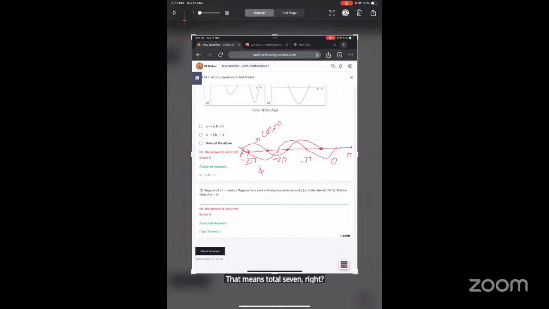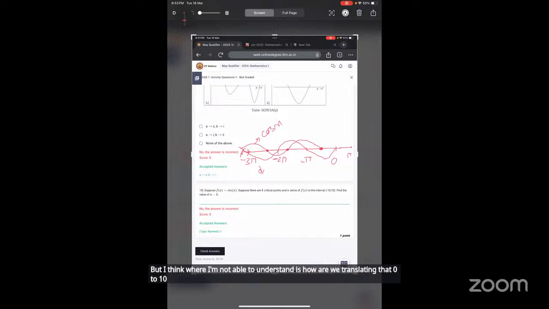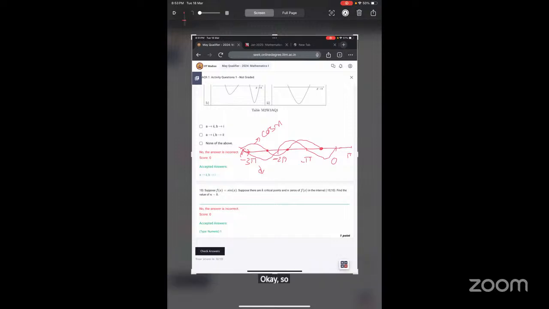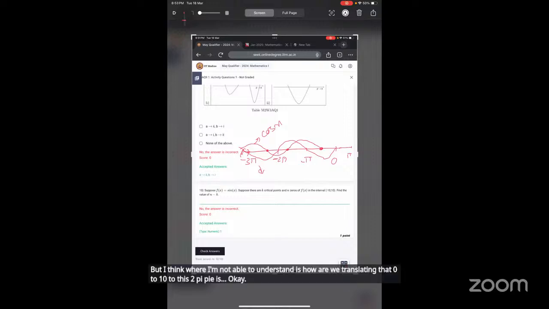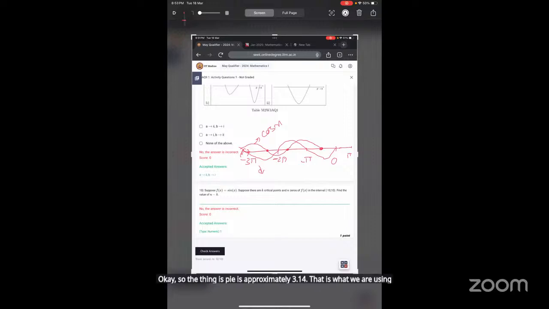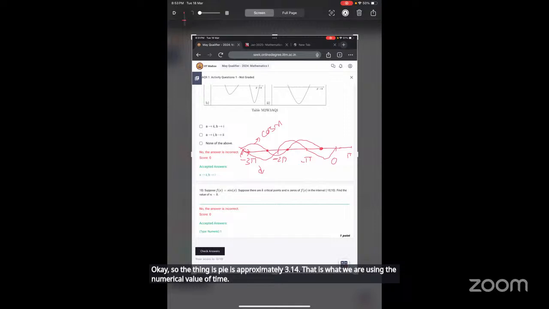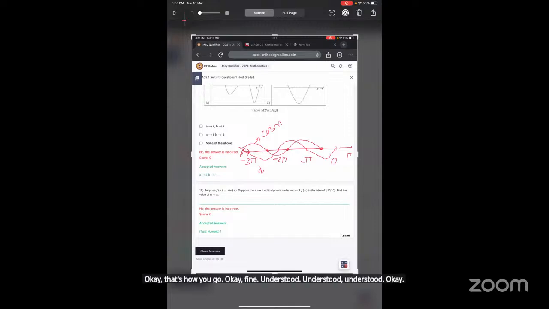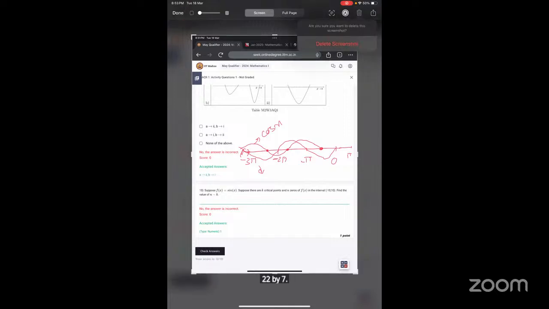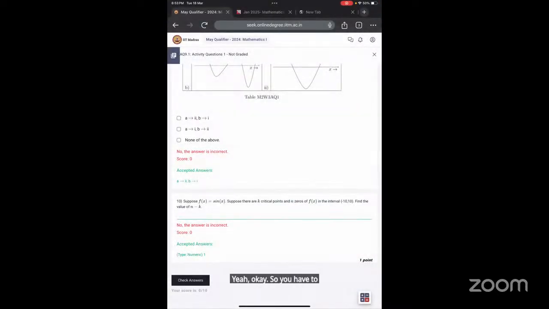But where I'm not able to understand is how we are translating that 0 to 10 to this 2 pi? So the thing is, pi is approximately 3.14. Oh, okay. That is what we are using. Okay, that's how you got the numerical value. Understood. That part I missed out. So you have to approximate the numerical value of pi. Yeah, understood.